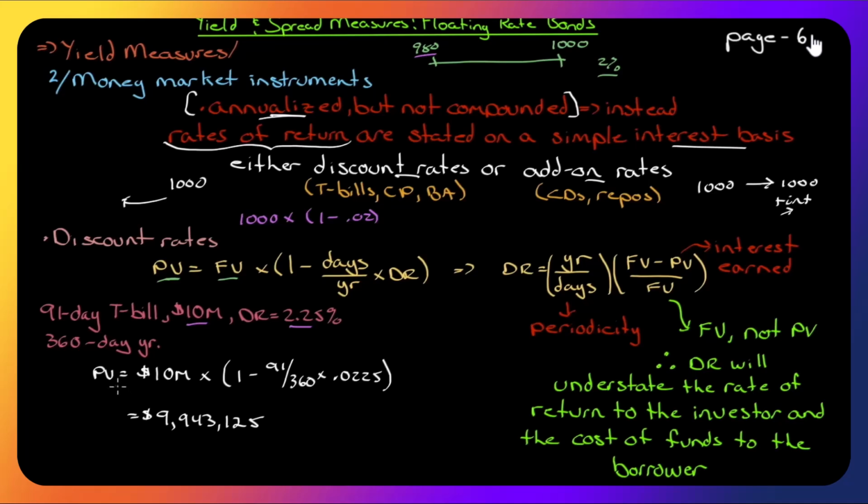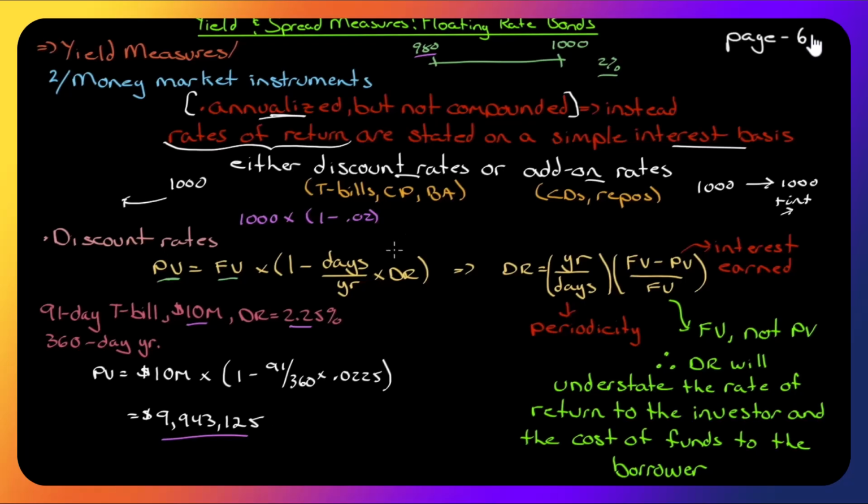So present value is 10 million, that's what we're getting in the future, multiplied by 1 minus whatever the discount is. Well, we know it's 2.25%, but it's only for 91 out of 360 days. So 91 over 360 multiplied by this. There we go. 9,943,125 is the present value today, quoted at a discount rate of 2.25%.